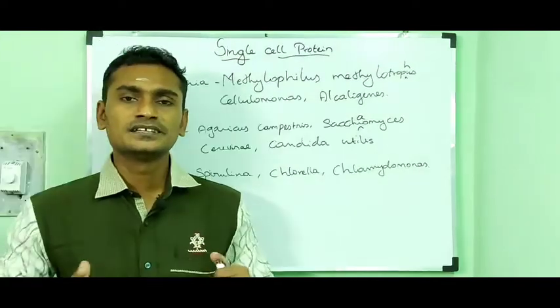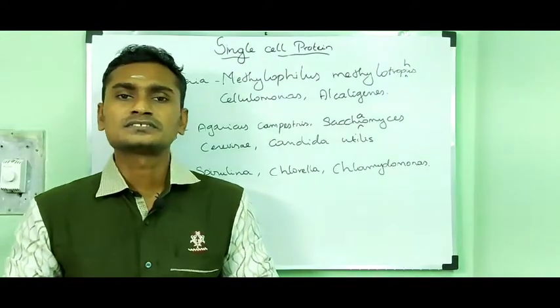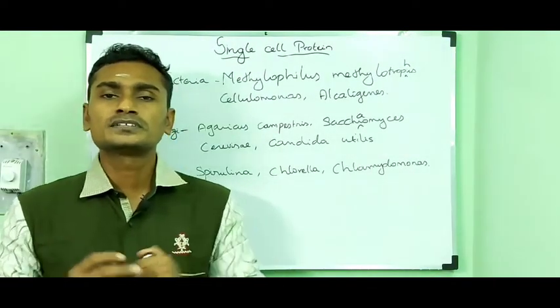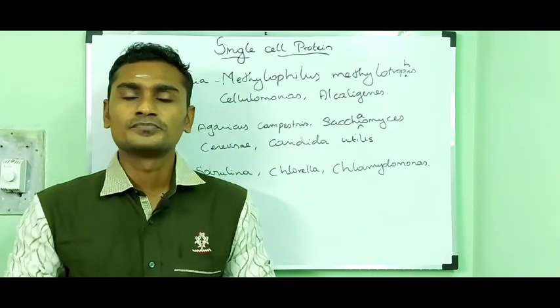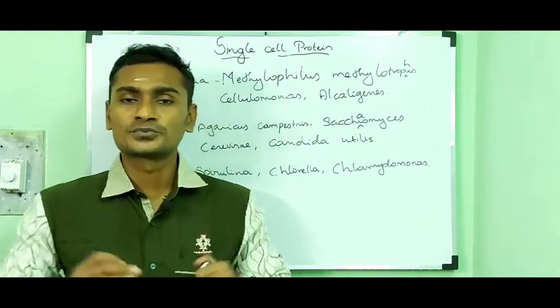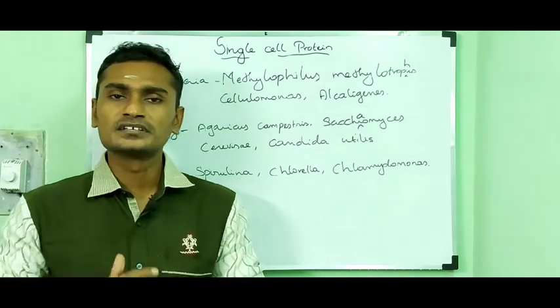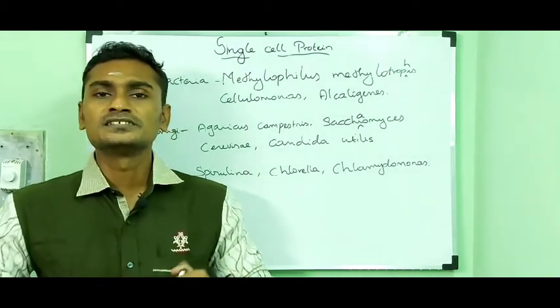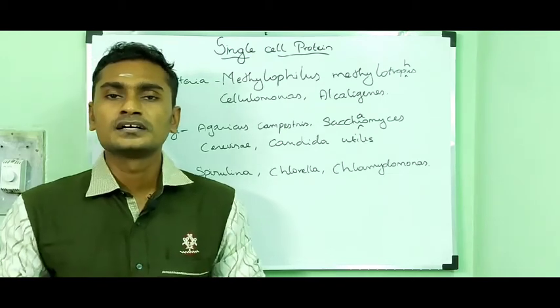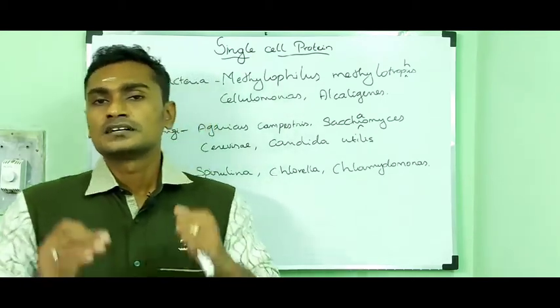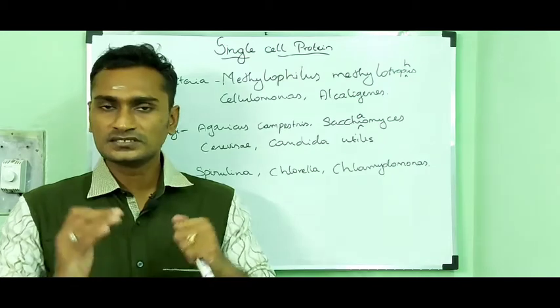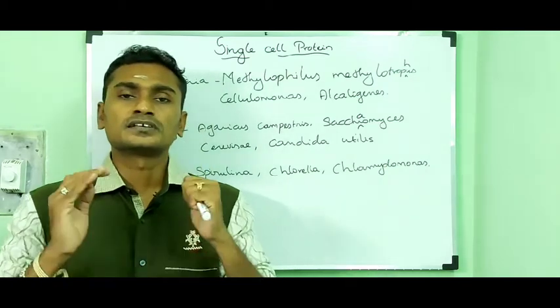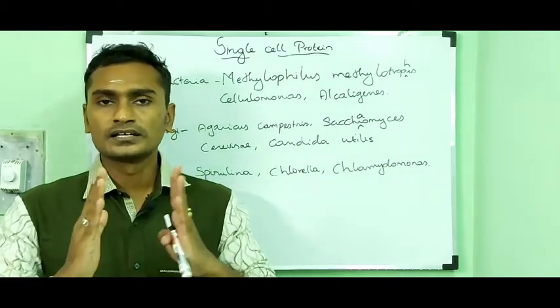Then algae: Spirulina, Chlorella and Chlamydomonas. Then the single cell protein can form an important source of food because it contains a high amount of protein content, carbohydrate, vitamin, amino acid, etc. And it is used as food by astronauts and Antarctica expedition scientists. That means the scientists who explore Antarctica.